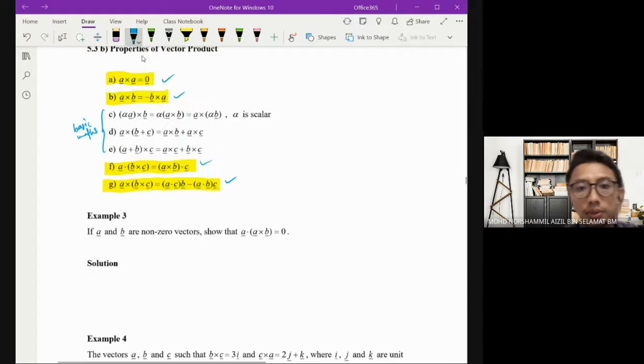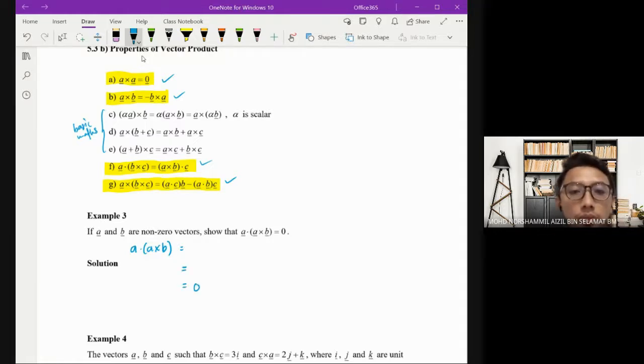Mari tengok example number 3. If A and B are non-zero vectors, show that A dot A cross B equals 0. Okay, so kalau yang ni, A dot A cross B will be 0. Maksudnya guys, to show something, always start with left hand side. This is your left hand side. So, let's simplify this one until the last one we get 0.